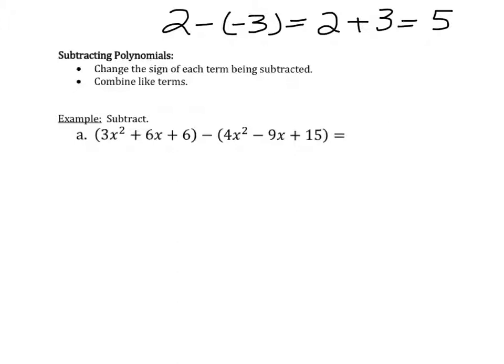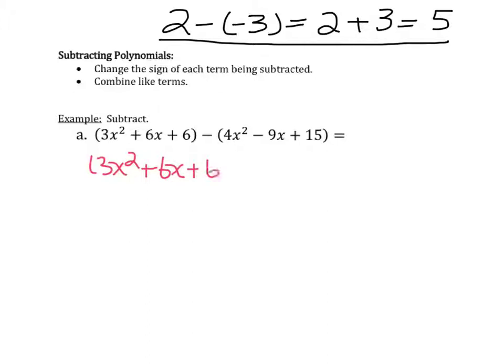So in this example that I have down here, 3x squared plus 6x plus 6 minus, and notice that this polynomial is in parentheses because I am subtracting the entire polynomial, not just this first thing right here, but the entire polynomial from this entire polynomial here. And we can apply the same rule that we have up here. So let's do it.